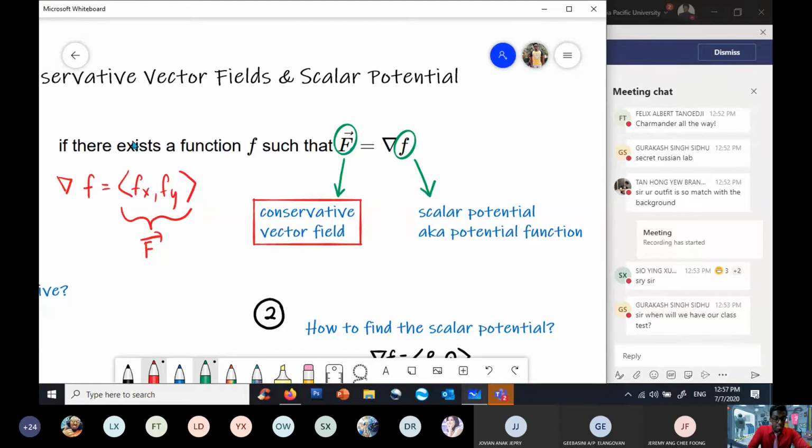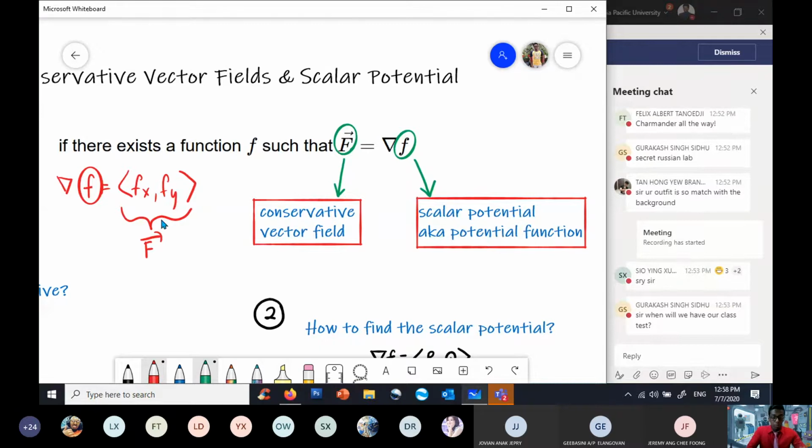And the name given to this small f is a scalar potential, also known as potential function. I used to call it potential function, but since I teach engineering maths, I see that all the engineers and textbooks call it scalar potential, so now I call it scalar potential as well. When I first learned this, when I was studying, I called it a potential function. It doesn't matter, scalar potential or potential function is the same thing. So that is by definition.